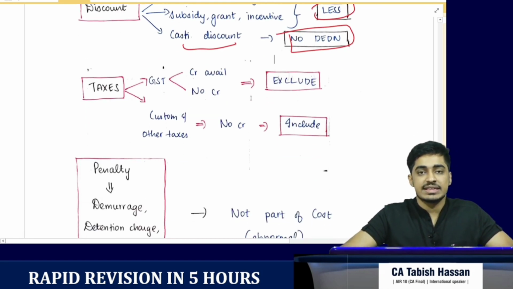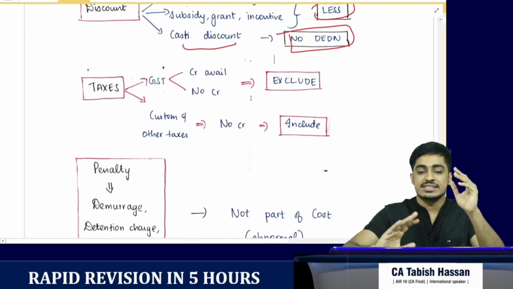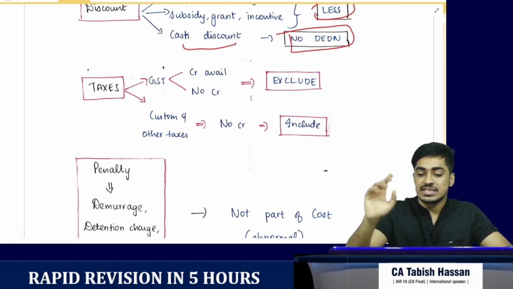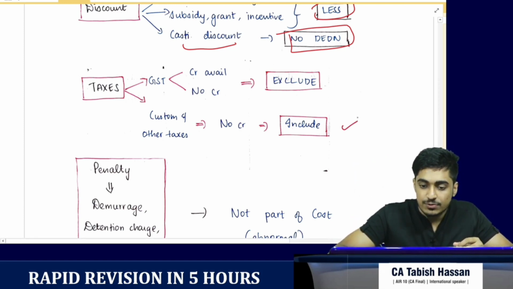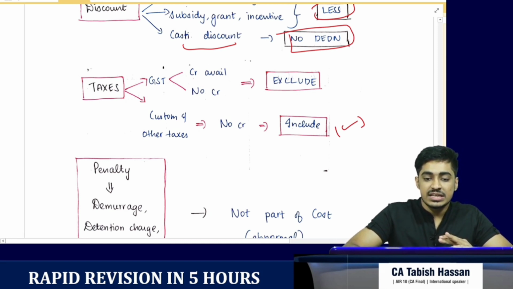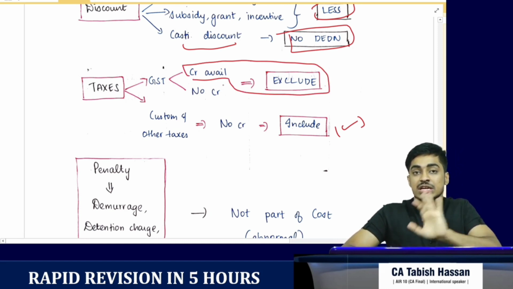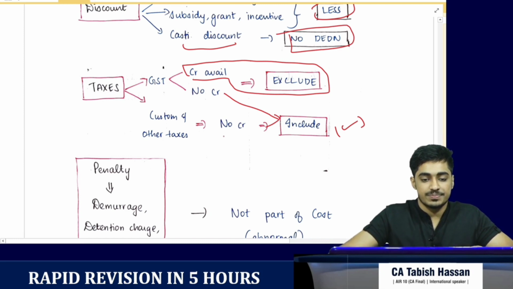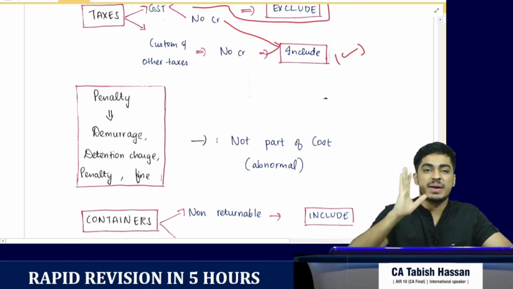Again, taxes can be GST or other taxes, say customs and other taxes. For other taxes, no credit is available, so it forms a part of cost. GST, 2 cases are possible. Firstly, credit is available, otherwise no credit is available. If credit is available, we've discussed that if credit is available against that cost, it would not be treated as cost, so it will be excluded from cost. But if no credit is available, then again it will be included in cost. Clear?